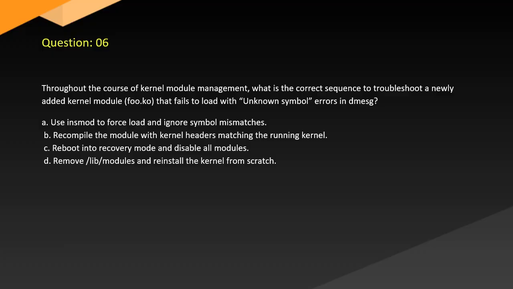Question 6. Throughout the course of kernel module management, what is the correct sequence to troubleshoot a newly added kernel module foo that fails to load with unknown symbol errors in dmesg? A. Use insmod to force load and ignore symbol mismatches. B. Recompile the module with kernel headers matching the running kernel. C. Reboot into recovery mode and disable all modules. D. Remove lib/modules and reinstall the kernel from scratch.